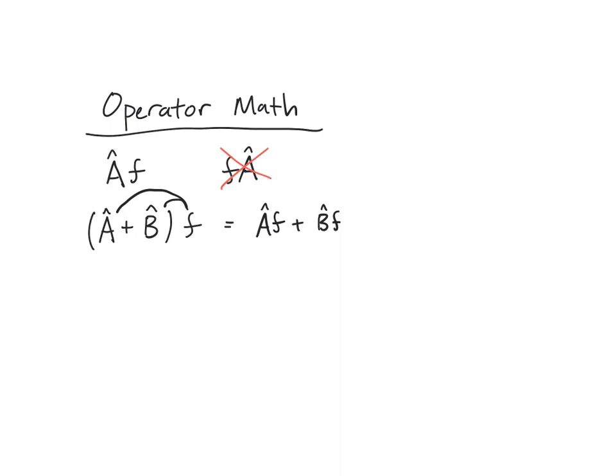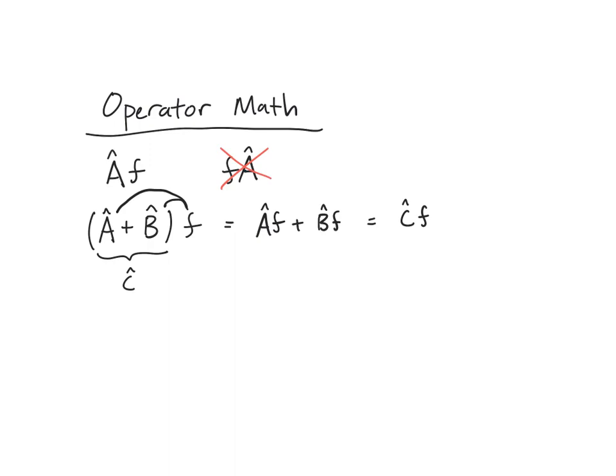Now I could say that even though it is two operators adding together, A hat plus B hat is equal to C hat. And so, therefore, it's perfectly valid to write that A hat F plus B hat F is equal to C hat F. You might see that on occasion.